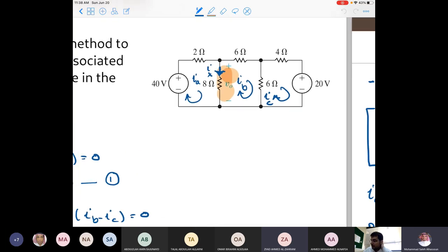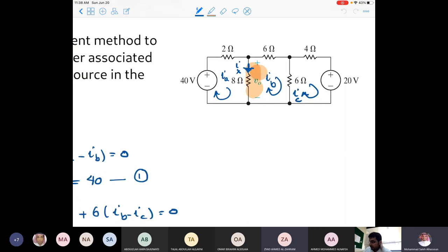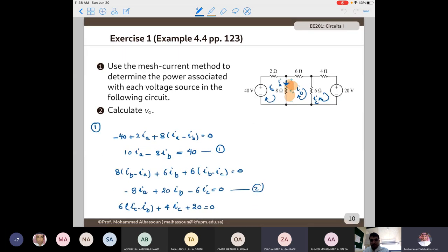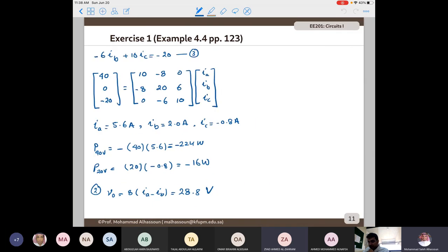So for the positive sign, we look at the inside of the voltage source. For example, for the 20 volts, we see that IC is entering from the positive, right? So according to the passive sign convention, I should have plus IC multiplied by 20. But the value of IC here is negative. So that's why I'm getting negative. Can you see that I put this one outside, but this one belongs to the current? Okay, thank you.